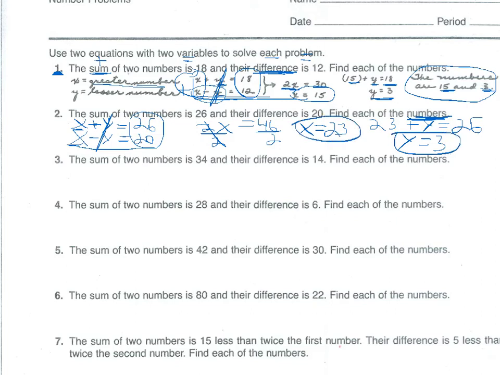Okay, I check it. It says the sum of the 2 numbers is 26. 23 plus 3 is 26. It says their difference is 20. 23 minus 3 gives me 20. So it works out. These problems really are very, very straightforward. It just has the sum and it just has the difference. You set it up, use elimination, and then you solve for it.